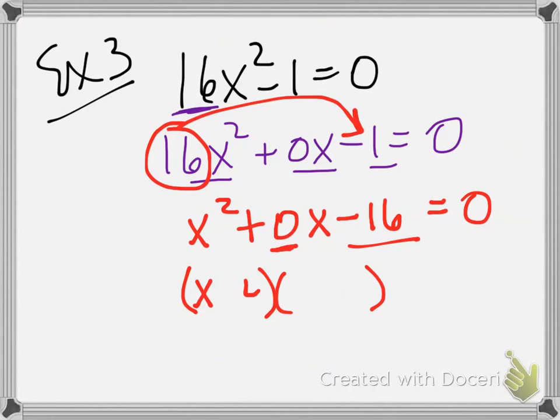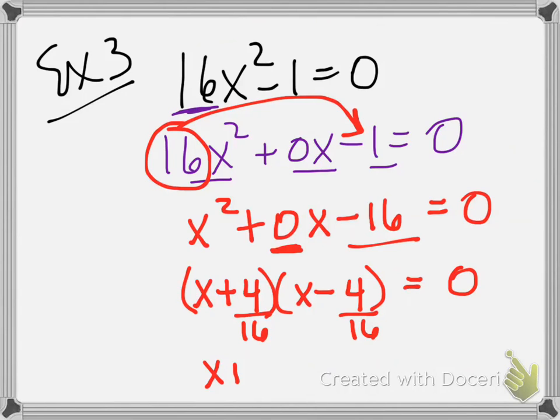Well, if I take 4 times 4, that would give me 16. If I make one of them positive and one of them negative, then 4 times negative 4 would be negative 16, and positive 4 plus negative 4 is going to be 0. So there's my factors. All right, now I have to divide by 16. Divide by 16, divide by 16. I'm going to simplify if it'll simplify, so I have x plus 1/4 and x minus 1/4, and it equals 0.